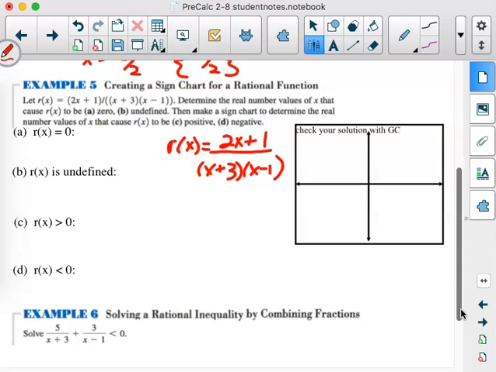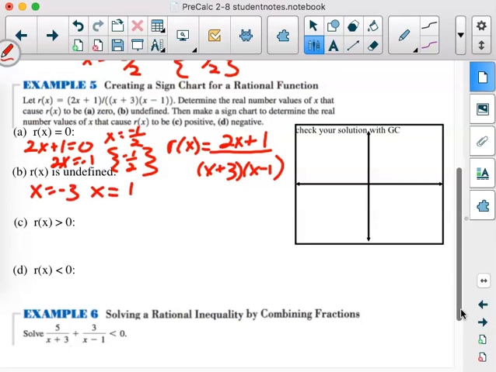So to get it to be 0, 2x plus 1 has to equal 0. We'd subtract 1 from both sides and divide by 2. So the number set would be negative 1/2, or x equals negative 1/2. Then we want to know where is it undefined. Oh, those are our vertical asymptotes down here. There's no canceling that's going to happen, so there's no holes. So x equals negative 3 and x equals 1. Those are vertical asymptotes.